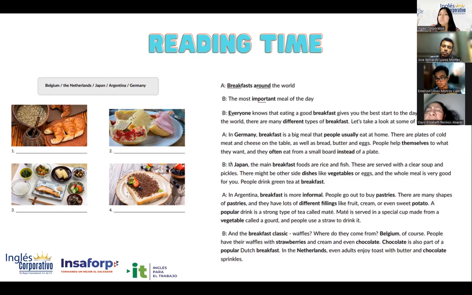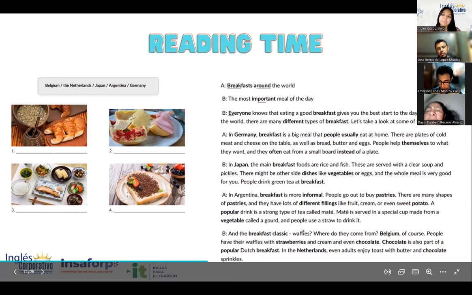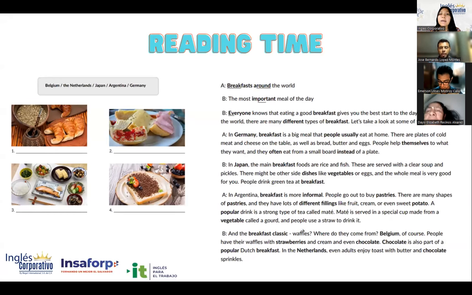People go out to buy pastries. Okay. It says that they have lots of different fillings. What is the meaning of fillings? Rellenos, right? Yeah, that are filled with different fruit, etc. And the classic breakfast, waffles, in Belgium, okay? I think that this one is kind of similar to our country because at breakfast, we do not eat fish, right? We do not eat meat. Well, sometimes, no, right? So I think that this one is the classic one that we have as well. But in our country, we eat pupusas, beans, cream, cheese, eggs. Those are the common ones, right?